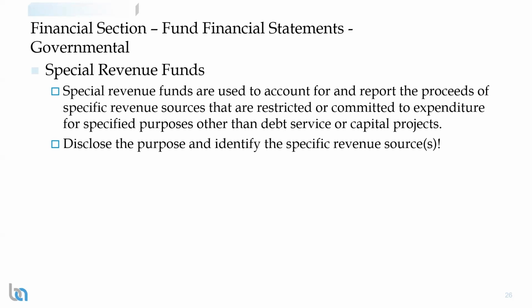When you have a new fund that's created, say you have a new sales tax measure and you're receiving new monies, so you establish a new fund. To determine the appropriate reporting of this fund, you need to ask whether there's any specific purpose for these monies, or are they otherwise legally available for any purpose. When you disclose information about special revenue funds, you need to disclose the purpose and also identify the specific revenue sources.